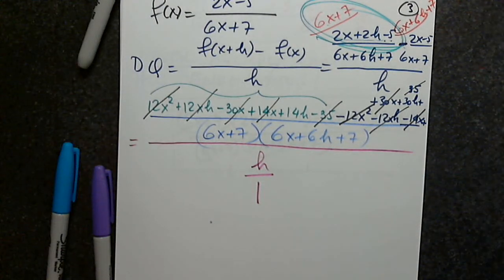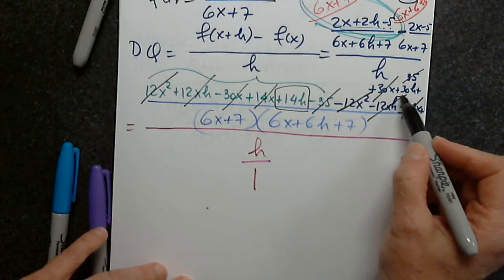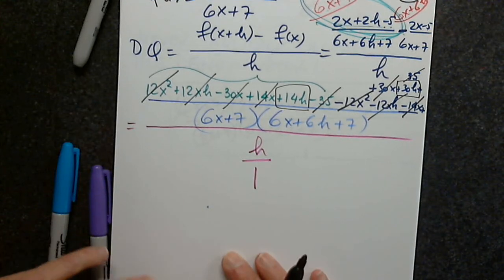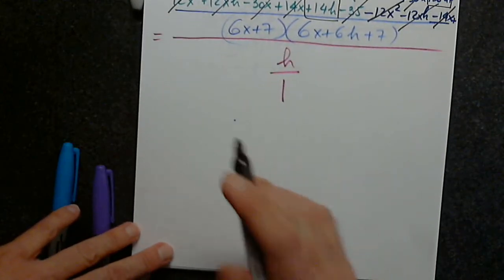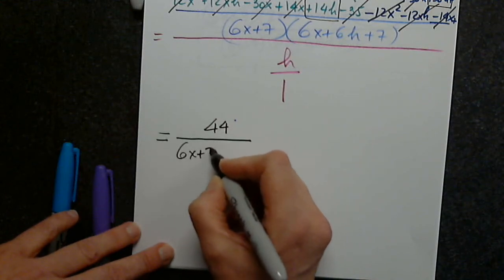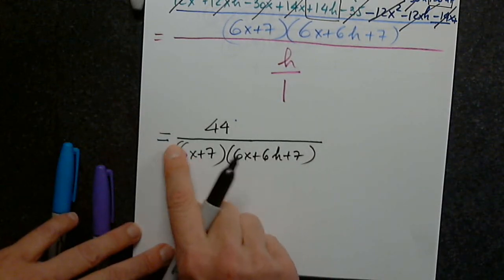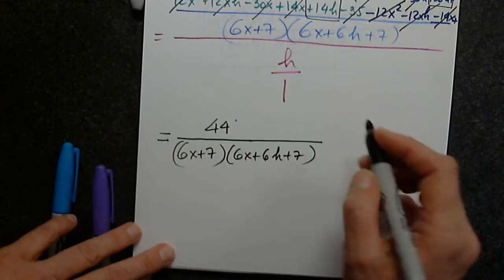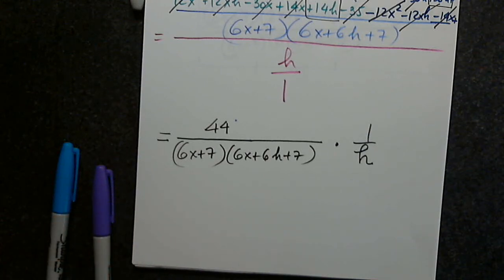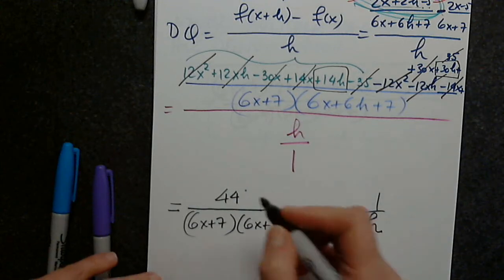How many terms are left in the problem at the top? Yes, but they are combinable. I know that's not a word, I just made it up. We can combine the 14h plus 30h and we get 44h. So careful now, we write the equal symbol, we put 44h at the top and 6x plus 7, 6x plus 6h plus 7. Notice that I have the equal symbol and the fraction line right in the middle of the equal symbol, and now I multiply by 1 over h. I changed the division already because I don't want to write those fractions too many times.